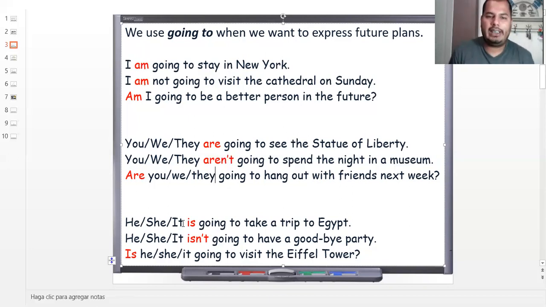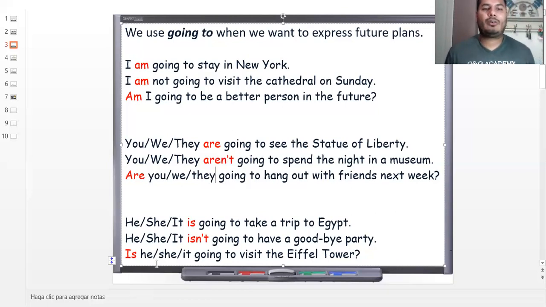Okay, so we have he is going to take a trip to Egypt, or she is going to take a trip to Egypt. The negative form, he or she or it, isn't going to have a goodbye party. Oh, that's too bad. This person isn't going to have a goodbye party. They are not going to celebrate a farewell party. Remember, farewell party. It's a goodbye party.